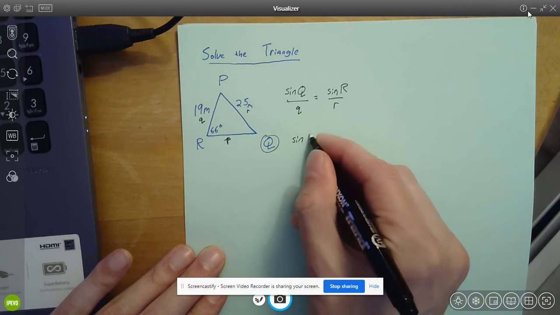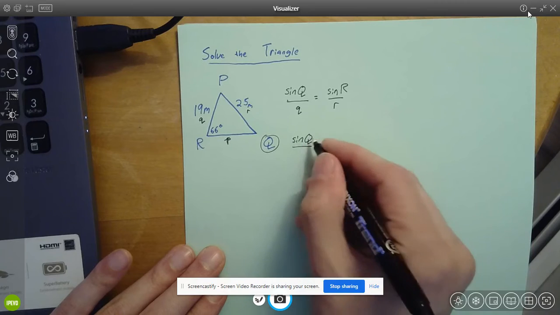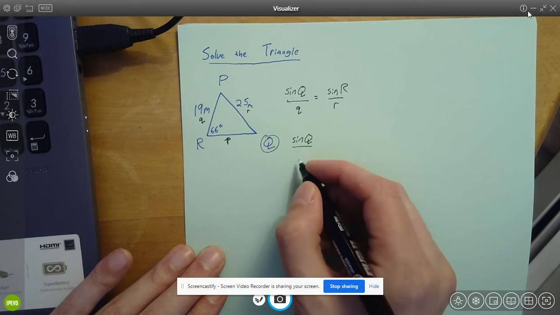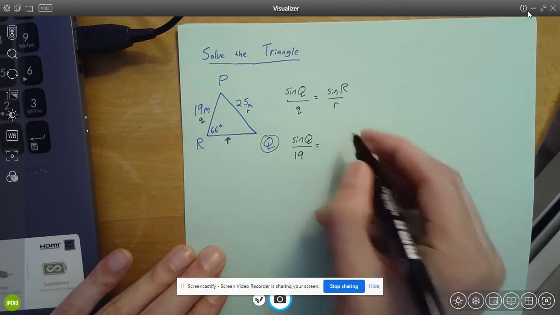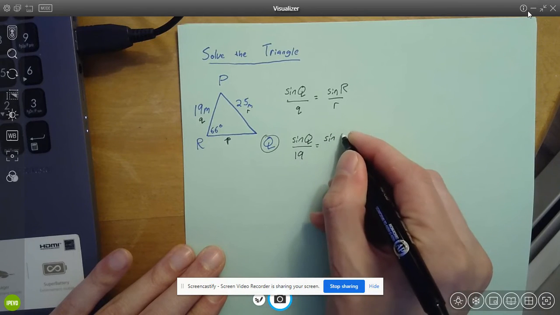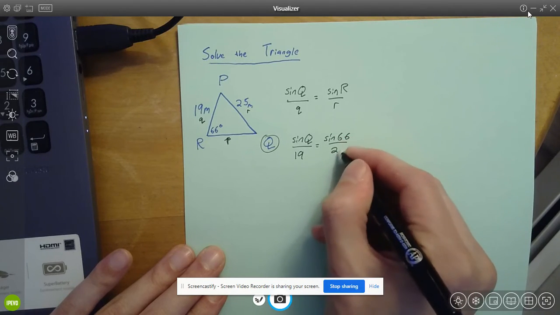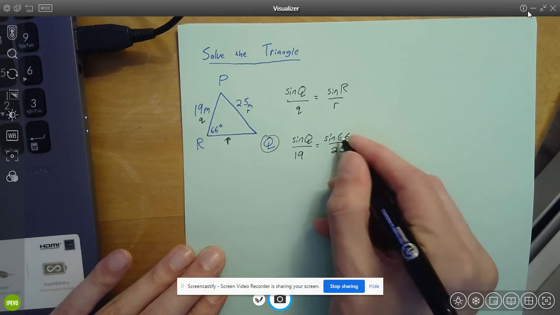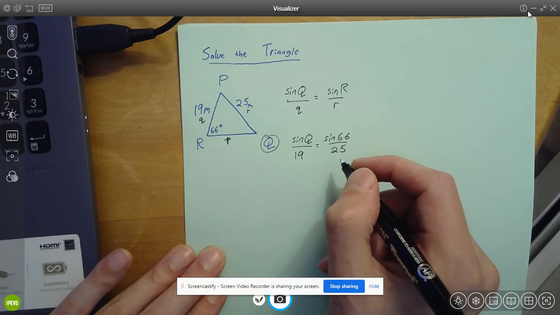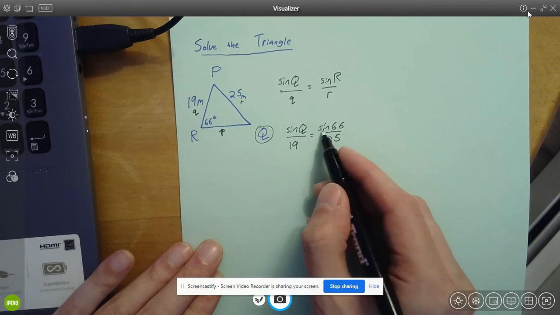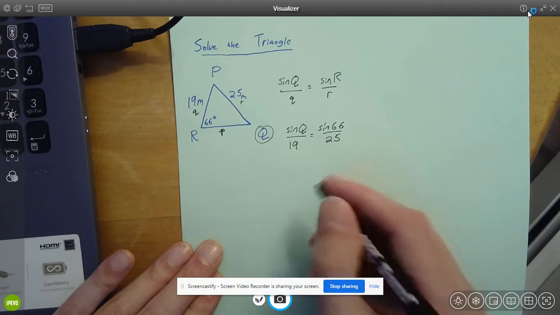So let's start plugging in what we know. I don't know Q, that's what I want to find. I do know side q is 19 meters. And I'm going to have sine of 66 divided by 25. So again, anytime we're putting an angle into a formula, into an equation, it's going to be preceded by the trig ratio. Side lengths always go in directly.